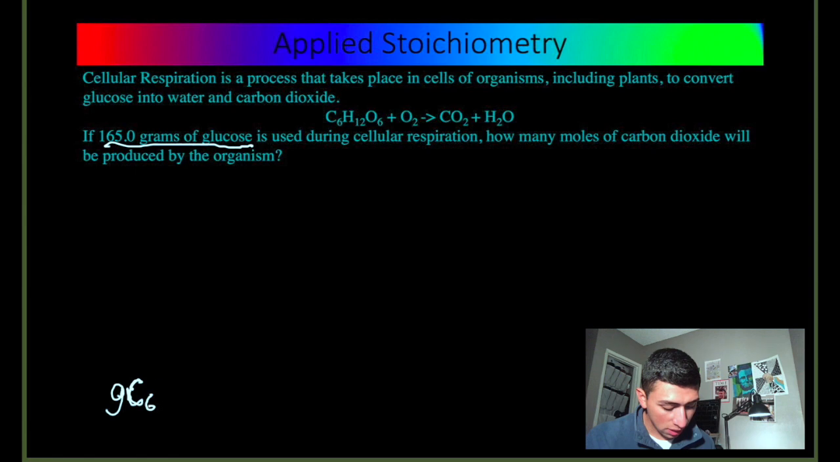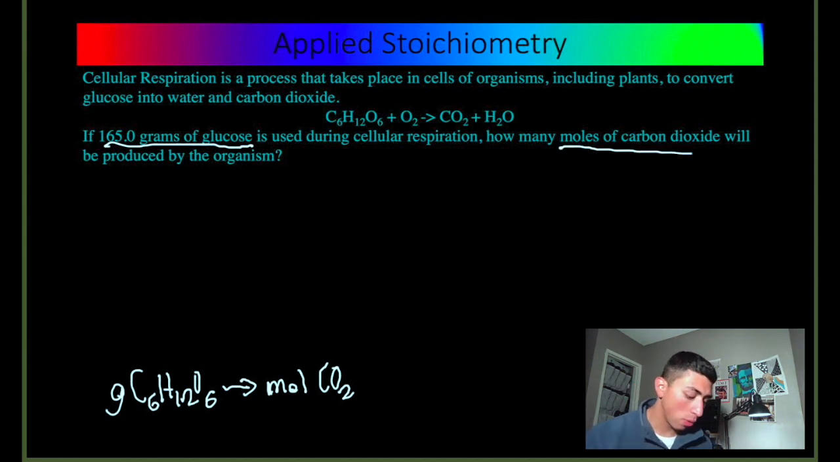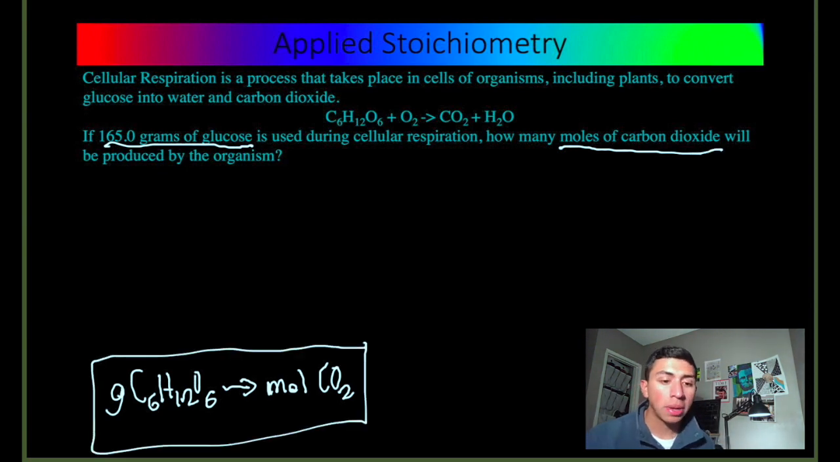Grams of C6H12O6, right? And we are converting to, sorry, let me write that a little bit neater. Grams of C6H12O6, and we are converting to moles of CO2, right? Because they are asking us for the number of moles of carbon dioxide produced by the organism. Now, this is the conversion that we're being asked to do.